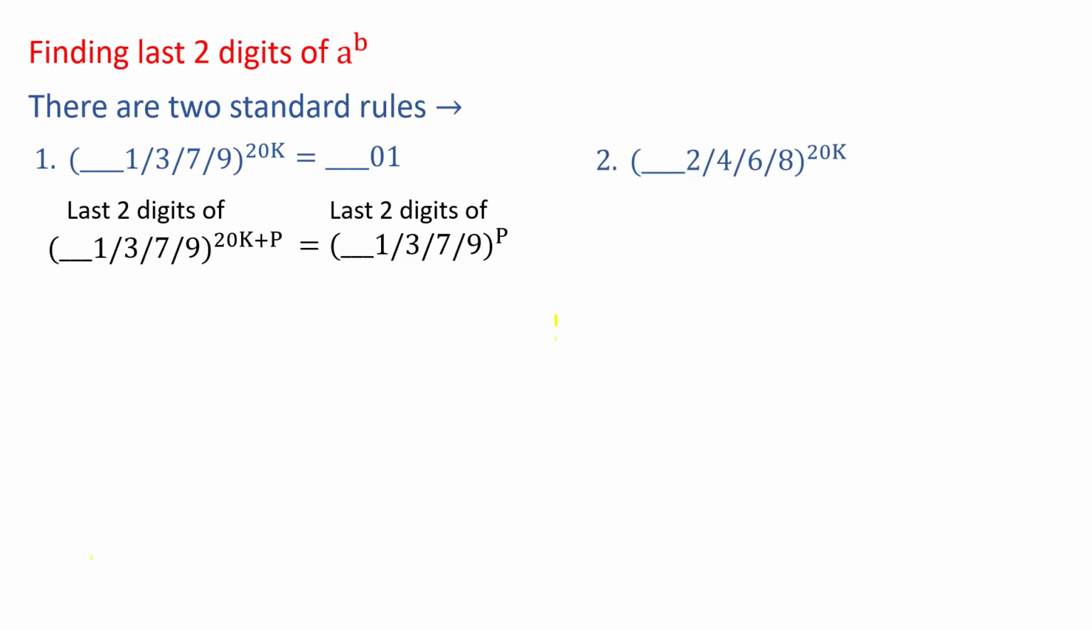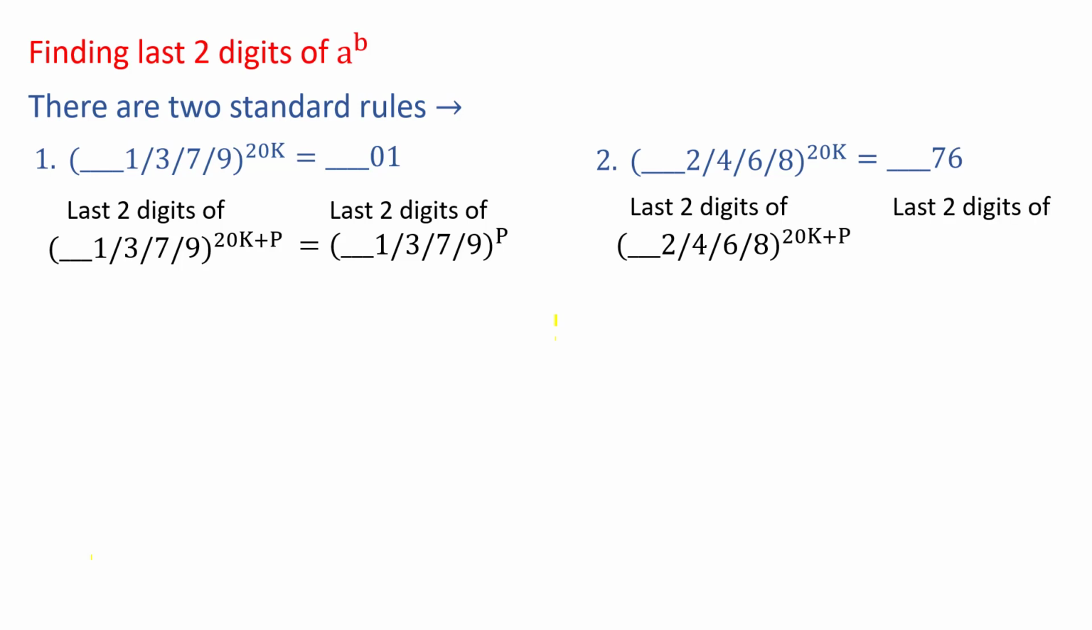Hold on. The second rule is if a number ends with 2 or 4 or 6 or 8 to the power multiple of 20, it always ends with 76. Similarly, the last two digits of a number which ends with 2 or 4 or 6 or 8 to the power multiple of 20k plus p are the same as the last two digits of the same number to the power p. Okay, now let's see how we can use this property.